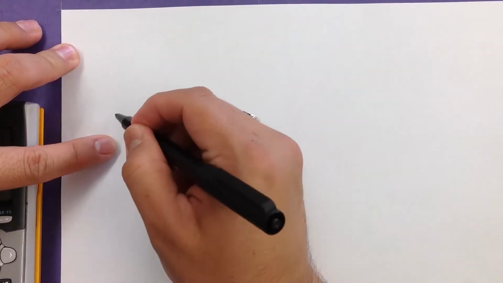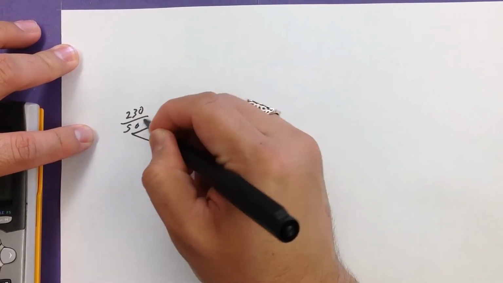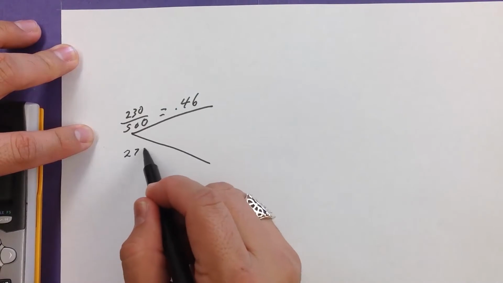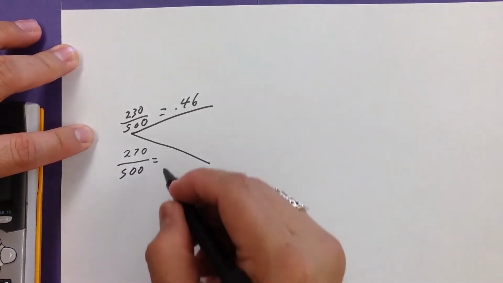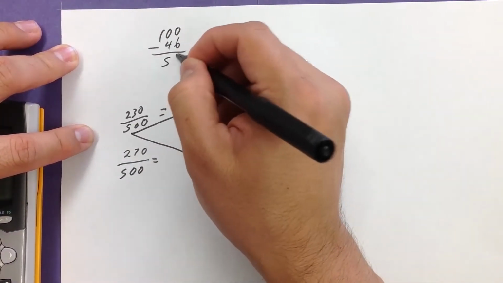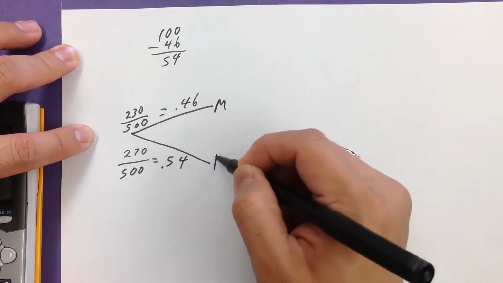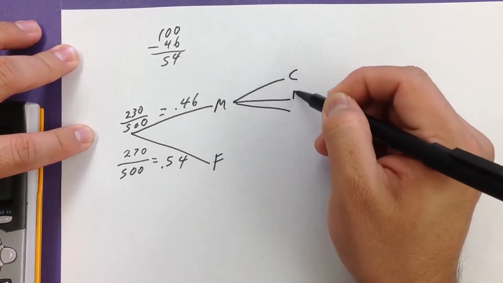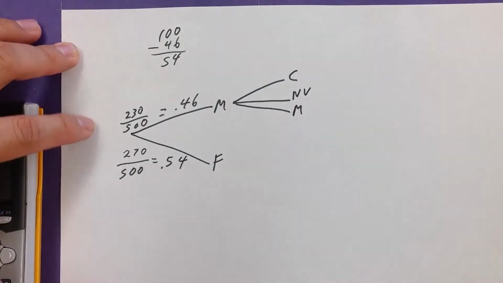Alright, now let's see, we have this stuff. So we have males and females. We have 230 males out of 500. That's equal to 0.46. Then we have 270 females out of 500. You can either do the math or subtract that from 100. 100 minus 46, which of course is 54. Alright, so that's for males and females. Then we have the types of vehicles. So we have cars, no vehicle, and then we finally have motorcycles.